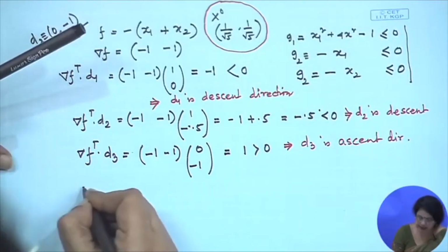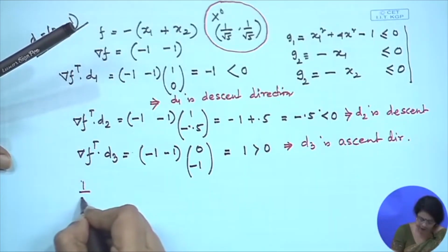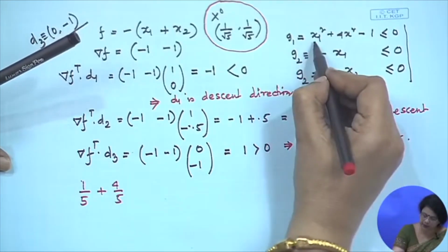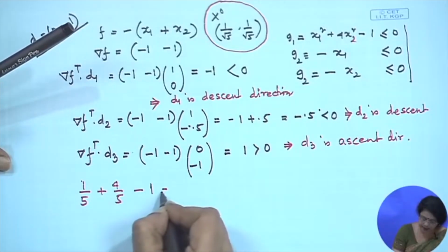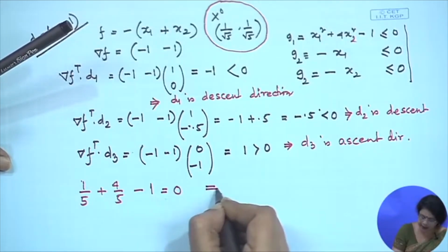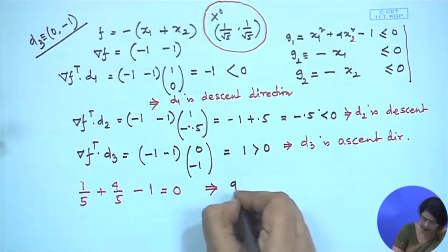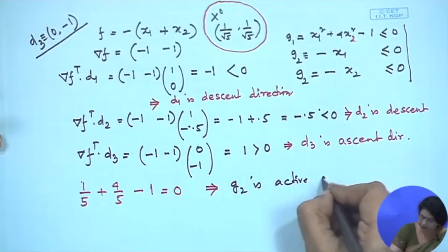Let us see whether this point satisfies g1 or not. If I substitute the values here, then 1 by 5 plus 4 by 5, that is x1 square plus 4 x2 square minus 1, is equal to 0. That is why we can conclude from here that g1 is the active constraint.